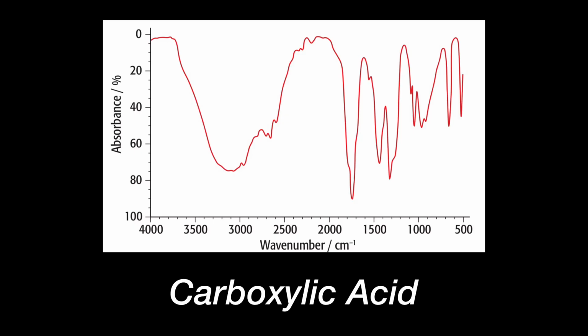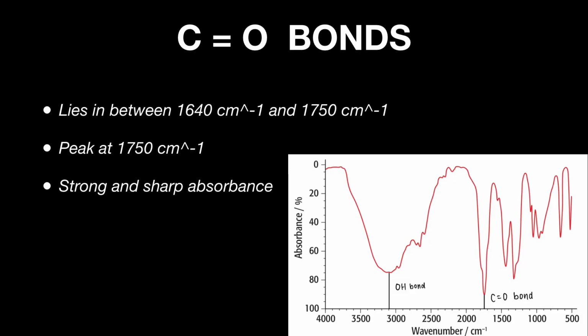This is the infrared spectroscopy for carboxylic acid. It has a round curve followed by sharp peaks, which resembles a mountain. In the carboxylic acid functional group, the C=O lies between 1640 waves per centimeter and 1750 waves per centimeter. In this graph, its peak is at around 1750 waves per centimeter. The characteristics of this bond are that it has strong and sharp absorbance and it has a strong peak.